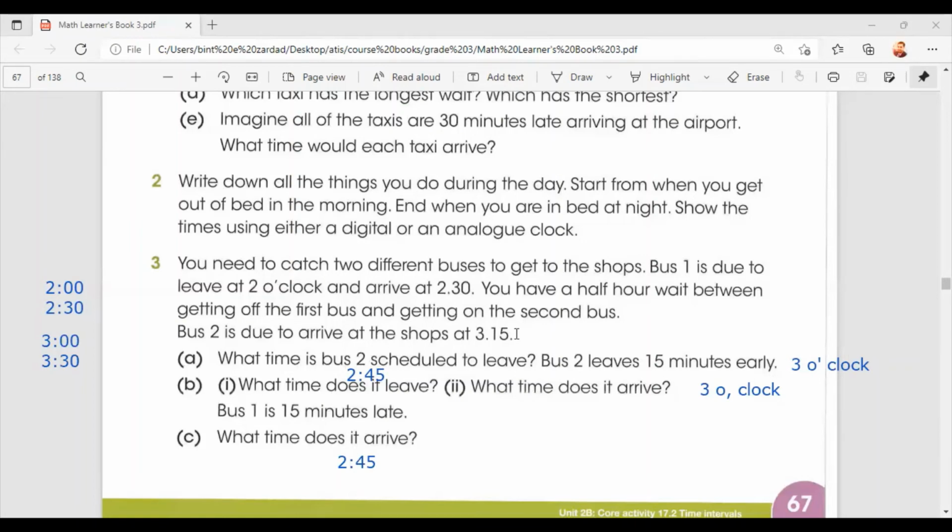Obviously, when it's coming, it's 3:15. Bus 2 leaves 15 minutes earlier. So what is the time? Bus 2 leaves 15 minutes earlier, so obviously it cannot reach at 3 o'clock. It should be 3:15. We need to raise it.